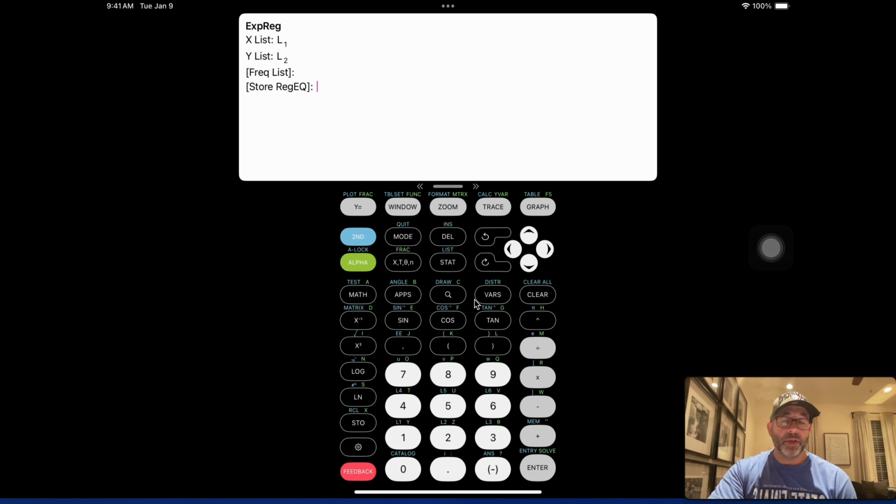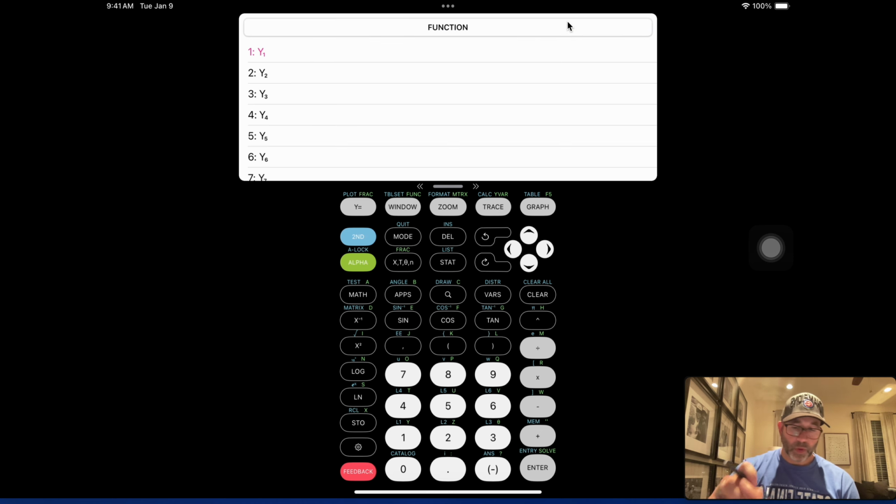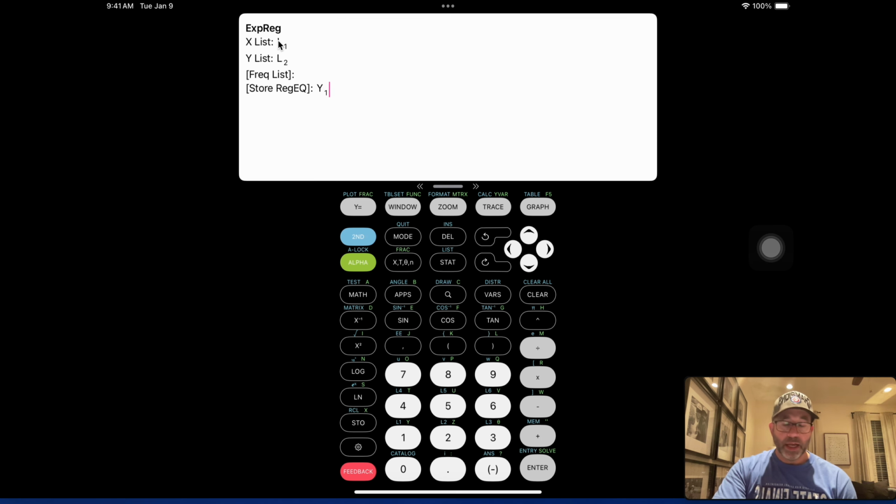Right here in the middle, where it says VARS, you're going to hit VARS. It's going to take you to a screen, and you're going to go to the right, to the screen which says Y-VARS. The very first option there is Y1, and you'll hit enter. What you just told your calculator is to take this equation and store it into Y1 so I don't have to physically copy it. Hit enter, and you'll see we get the equation.